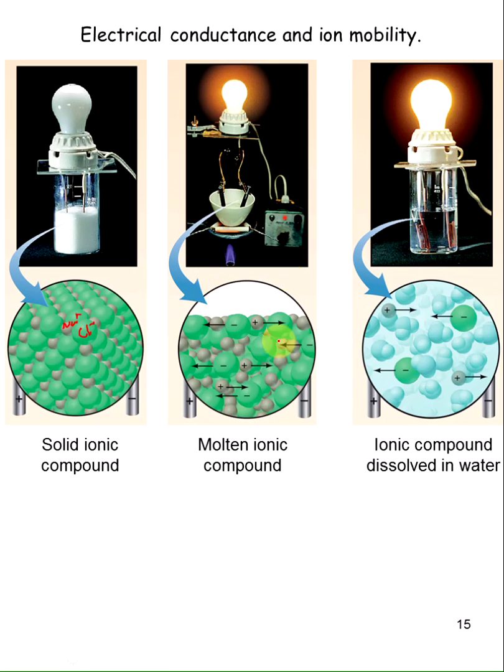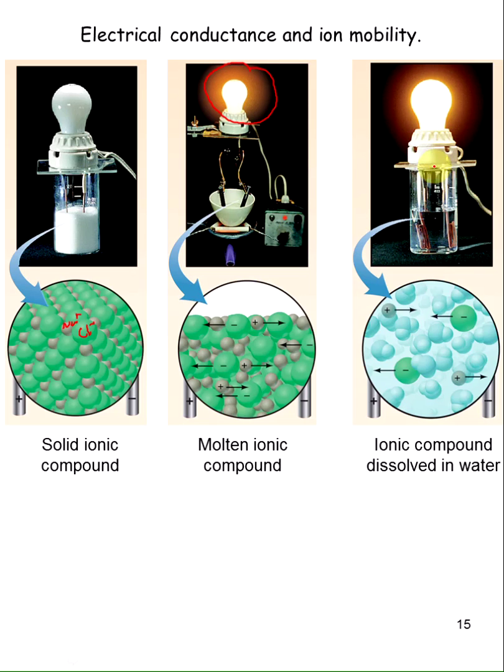Now, if we melt our sodium chloride, so that's going to take a lot of heat and energy to do that. So here we have the electrodes in our molten sodium chloride. And when you melt it, the ions can start moving around past each other. And so you're starting to break some of those ionic interactions. And when that happens, the cations and the anions can move and they can carry the electrical charge, and we get a flow of electrons. And so the light bulb lights up.